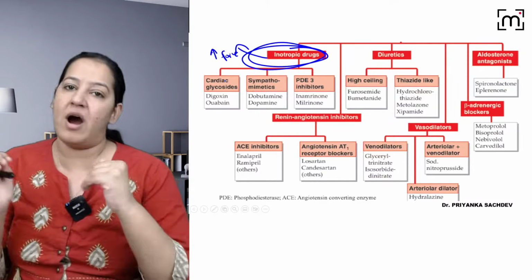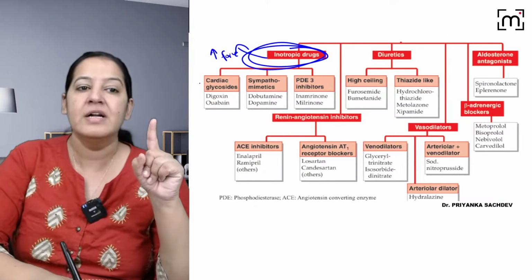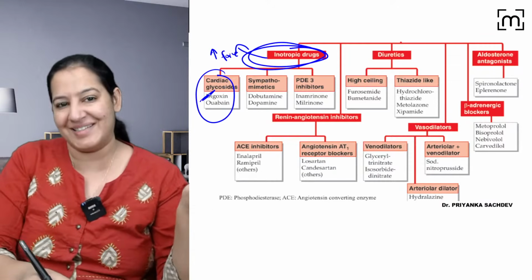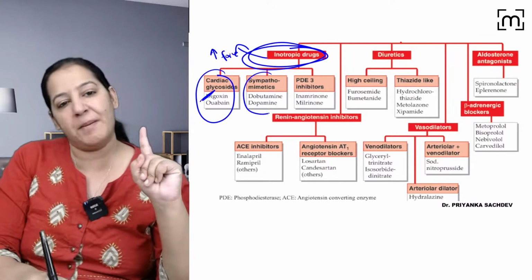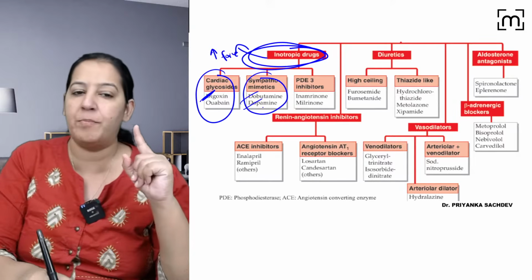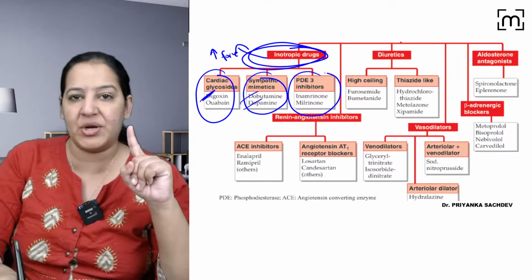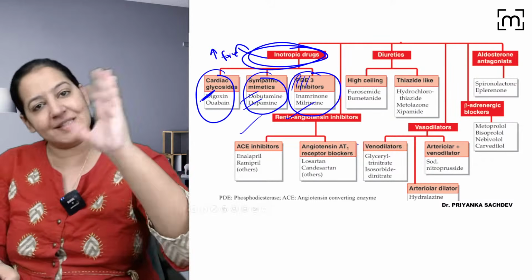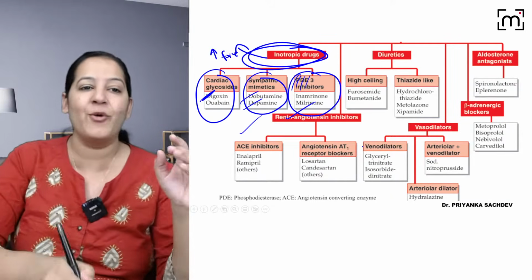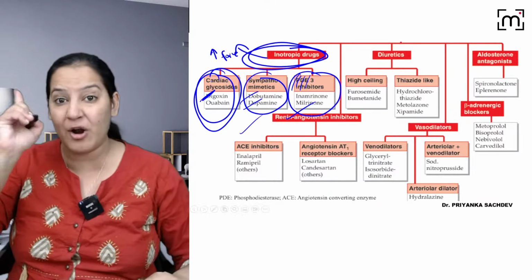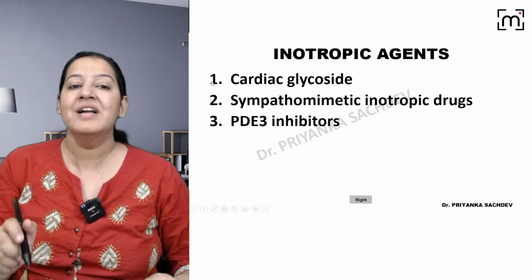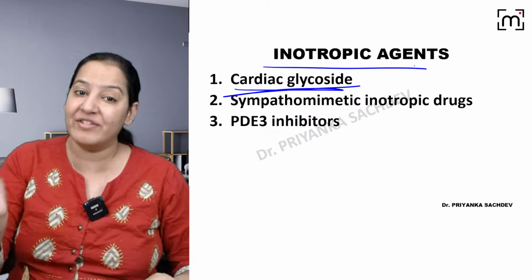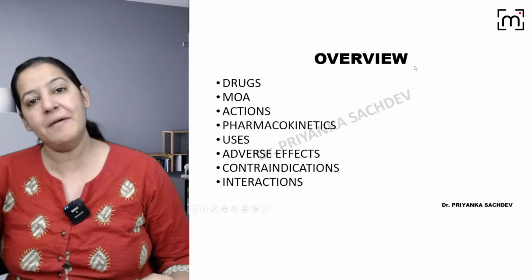There are three types of cardiac inotropic drugs. Cardiac glycosides, which I am going to teach you today, that is Digoxin, Digitalis. Apart from that, there are sympathomimetic drugs, dopamine and dobutamine, and PDE3, that is phosphodiesterase 3 inhibitors. These two categories we will take in some other session. But today I am going to teach you one of the inotropic drugs used to treat heart failure, the cardiac glycoside.